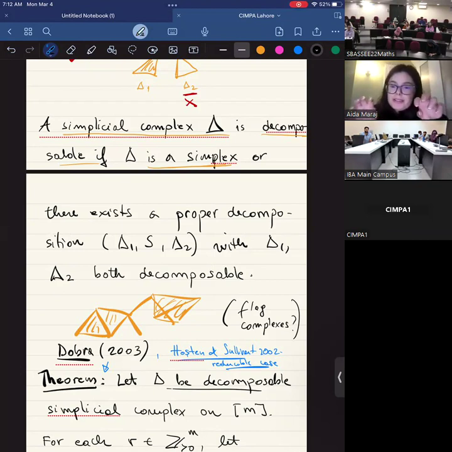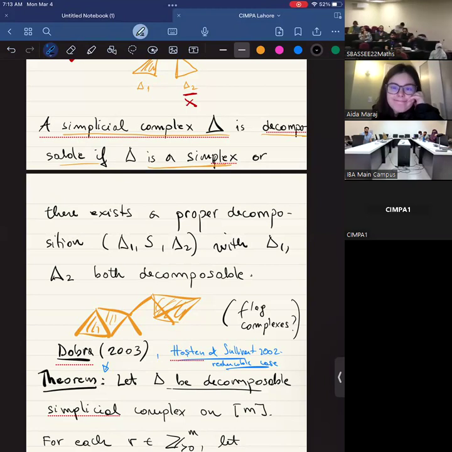Are these simplices? If they are, done. If they are not, can I reduce them again? And when I reduce them, are they simplices? If not, can I reduce them again and again? You ask this question until, if at the end you only get simplices, then yes, you had a decomposable complex to start with. Otherwise, not. I understand. Thank you very much.